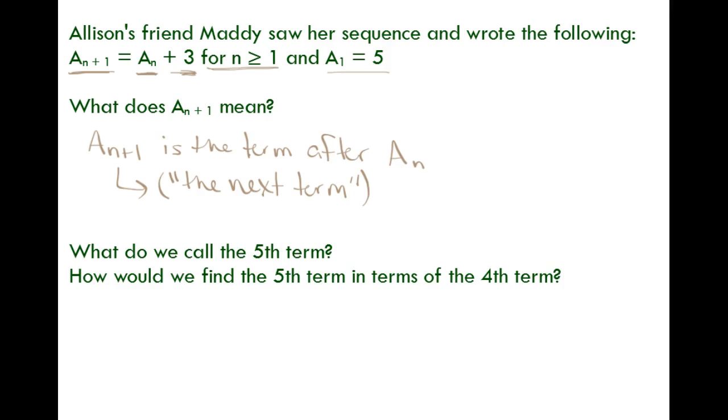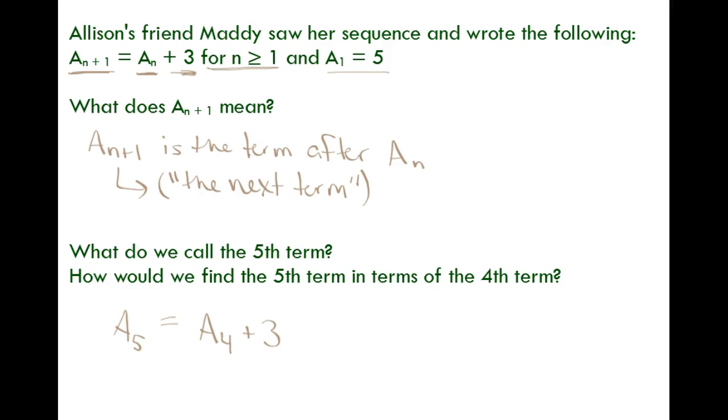It says, what do we call the 5th term? Well, we call the 5th term a of 5, just like before. And how would we find the 5th term in terms of the 4th term? Well, to find the 5th term, we would say the 4th term plus 3.